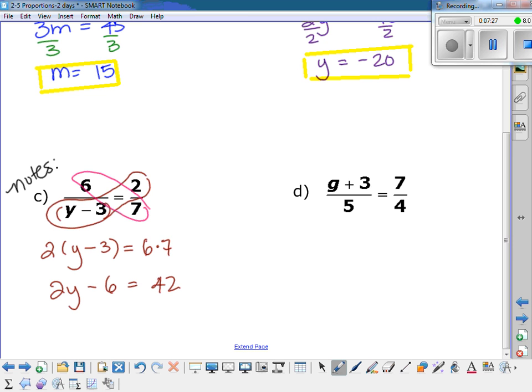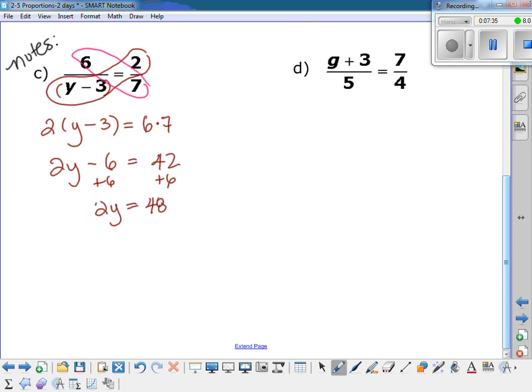And then I add 6 to both sides. So 2y is equal to 48. And then if you divide both sides by 2, you get that y is equal to 24.